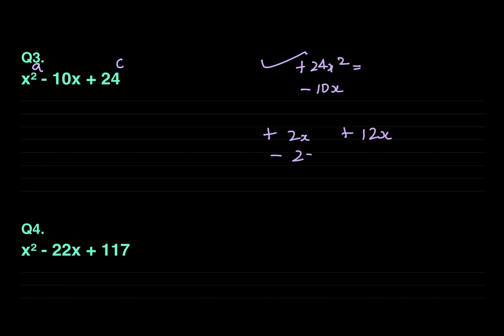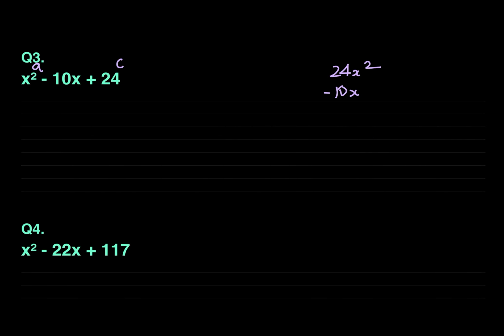So if I take minus 2x and minus 12x, now what happens? Minus 2x and minus 12 will give me positive 24x square. Yes, but again minus 14x. So this pair doesn't work for us. Let us move to the next pair.